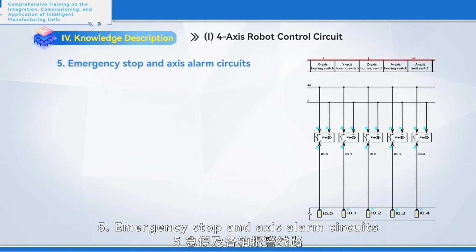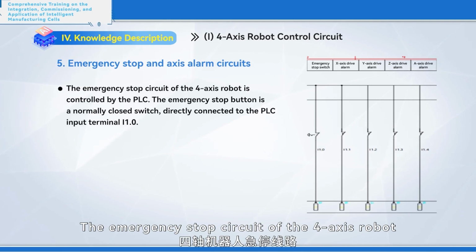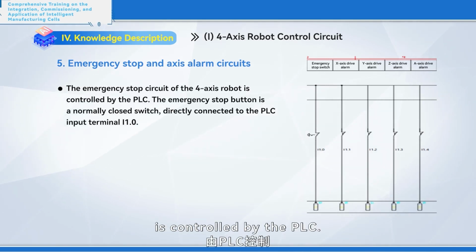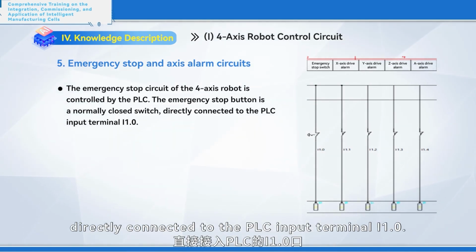5. Emergency stop and axis alarm circuits. The emergency stop circuit of the 4-axis robot is controlled by the PLC. The emergency stop button is a normally closed switch, directly connected to the PLC input terminal I1.0.